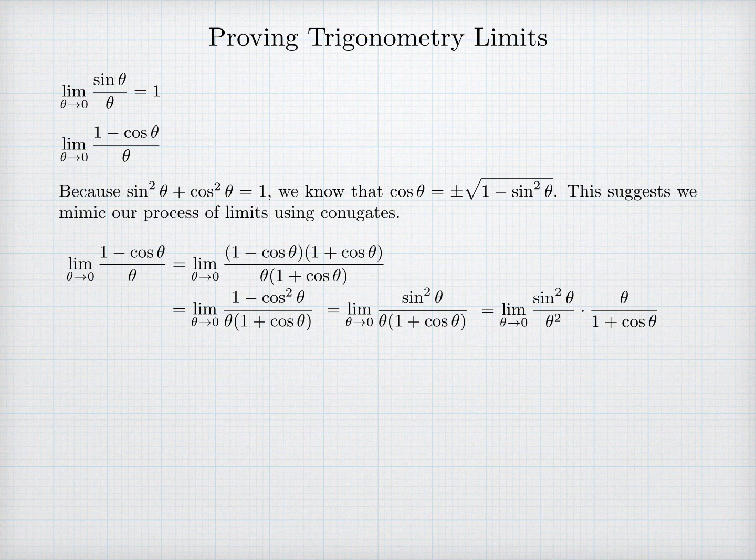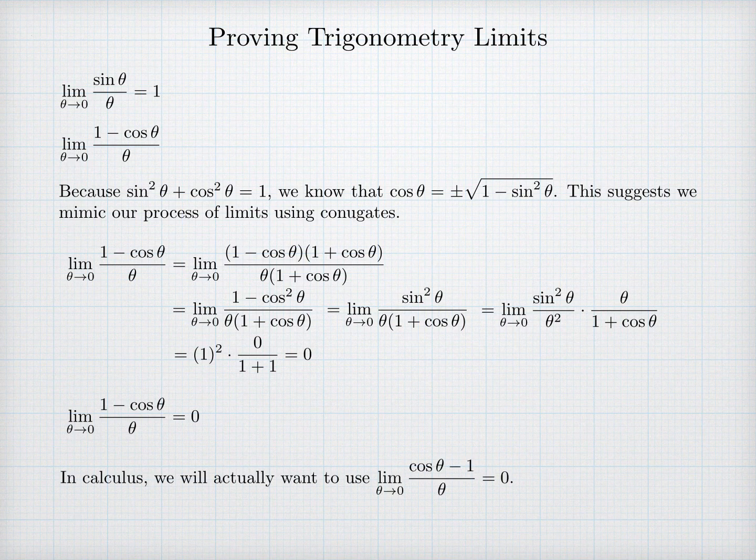The limit on the left, sine squared theta over theta squared, is the square of my original limit. And the function on the right is continuous at 0. So I get 1 squared from the sine squared theta over theta squared, and then times 0 over 1 plus cosine of 0, and cosine of 0 is 1. That simplifies to 0. So I know my second limit. 1 minus cosine theta over theta, as theta goes to 0, approaches the number 0.